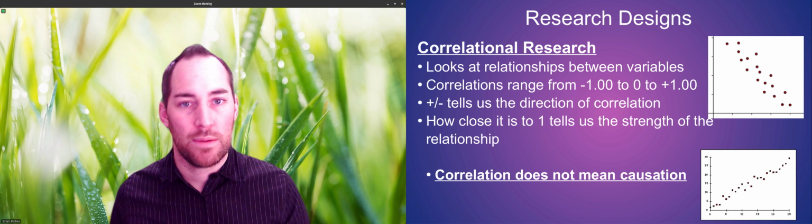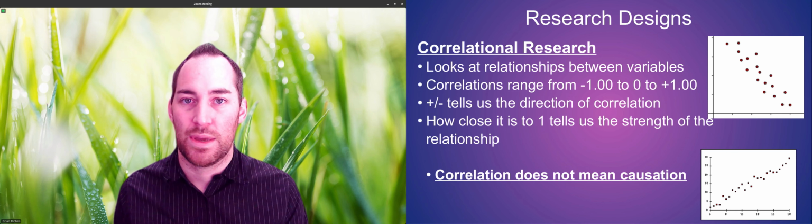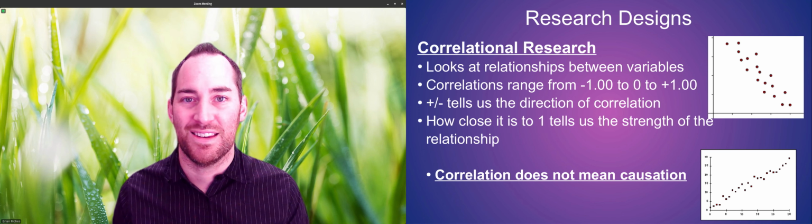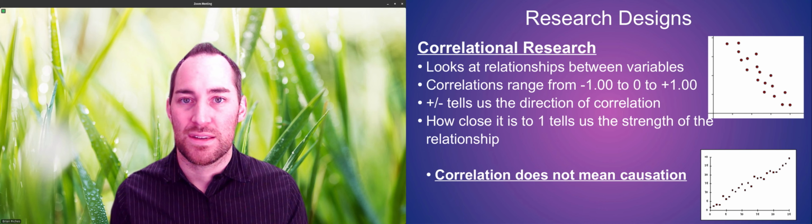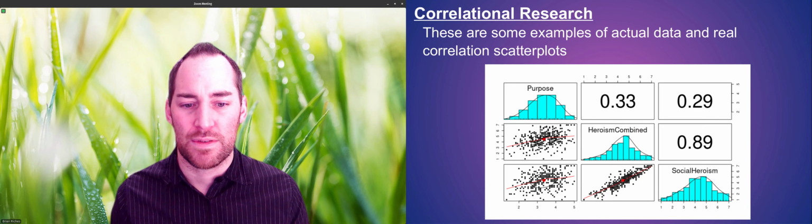So key point, that'll be on basically any final that I bring this up in. Just a reminder, correlation is not causation. So those examples I might have given might have been.